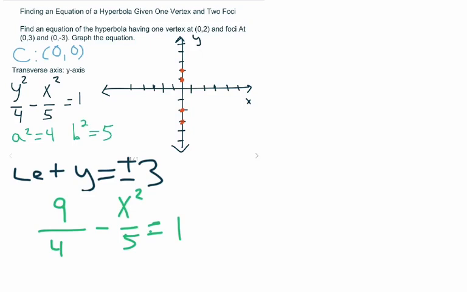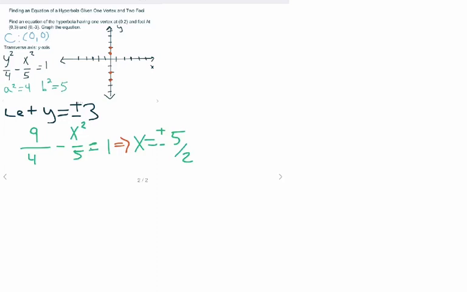Solving for x will give us x equals plus or minus 5 halves, and you may want to pause the video to work that out on your own. And at this point we're ready to graph the hyperbola.